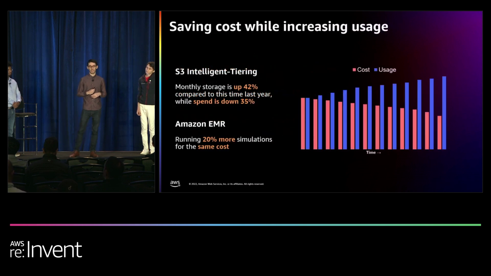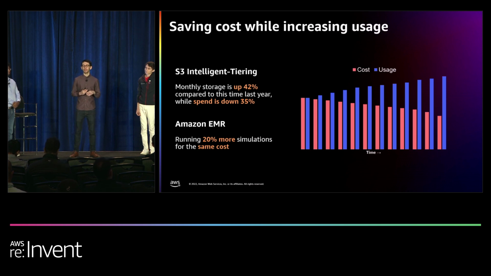Now for cost. So the impact of cost was pretty profound here as well. If you look on the right-hand side, we see a graph that essentially tells us that if you remember the 20 petabyte data lake, that has grown year over year about 42%. However, cost of that data has actually gone down 35%. And this would be sort of impossible if we didn't have a decoupled architecture. Now, it was enabled by S3 intelligent tiering.